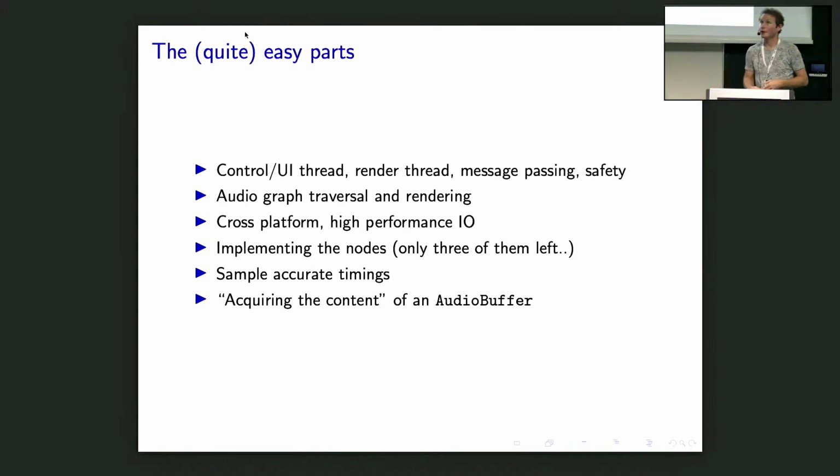So for us, the easy parts in implementing were the control UI thread, audio graph traversal and rendering. You need to sort the nodes to make sure they render in the right ordering. Also cross-platform high-performance I/O, and implementing the nodes. There are three left. I'll mention them later. Sample accurate timings. And a nice thing about Rust is that there's no concept of acquiring the content necessarily. This is a part of the spec where you ensure unique ownership over audio buffers when you start rendering them. But Rust at compile time will verify this for us.